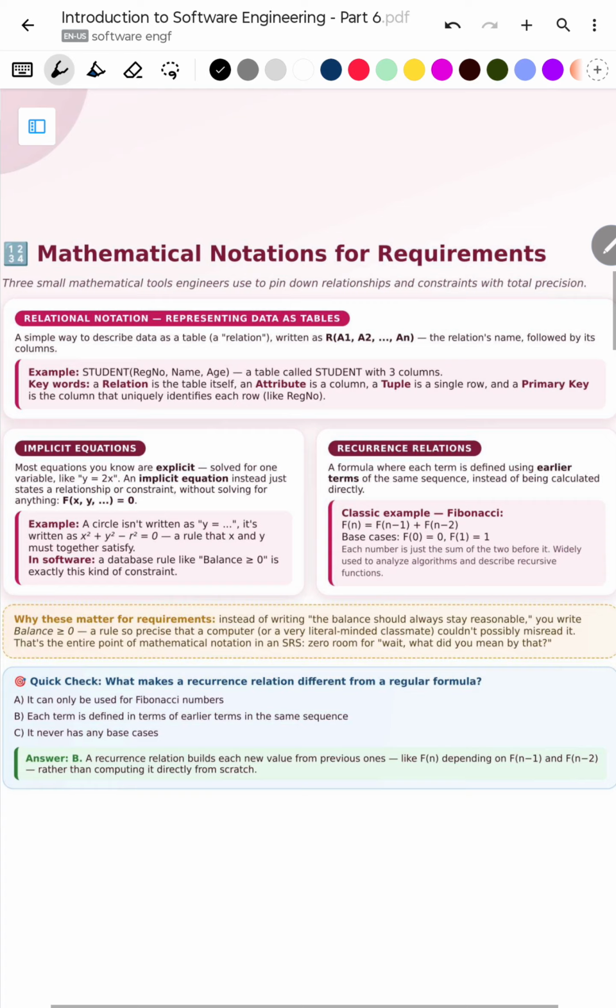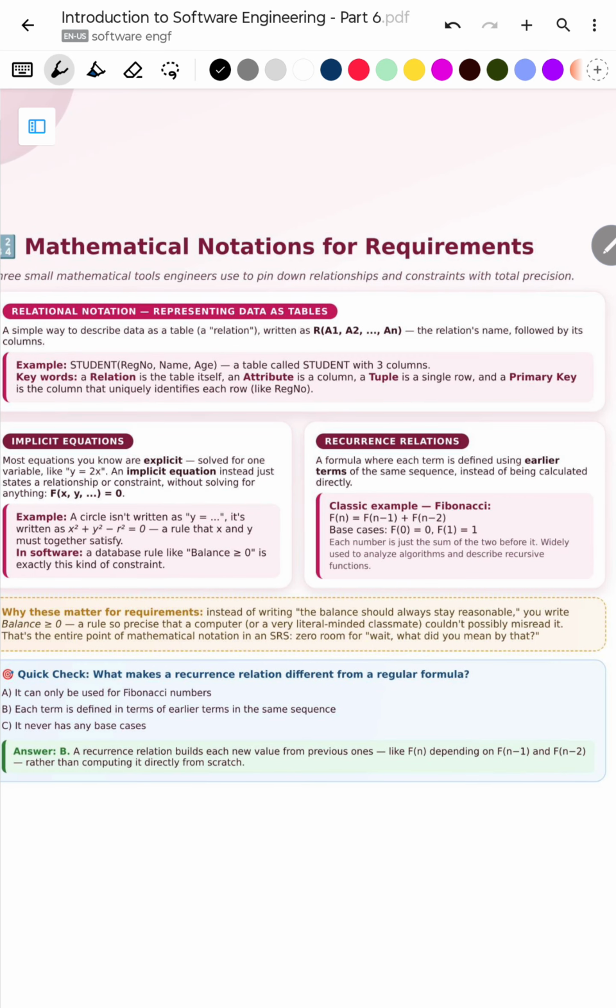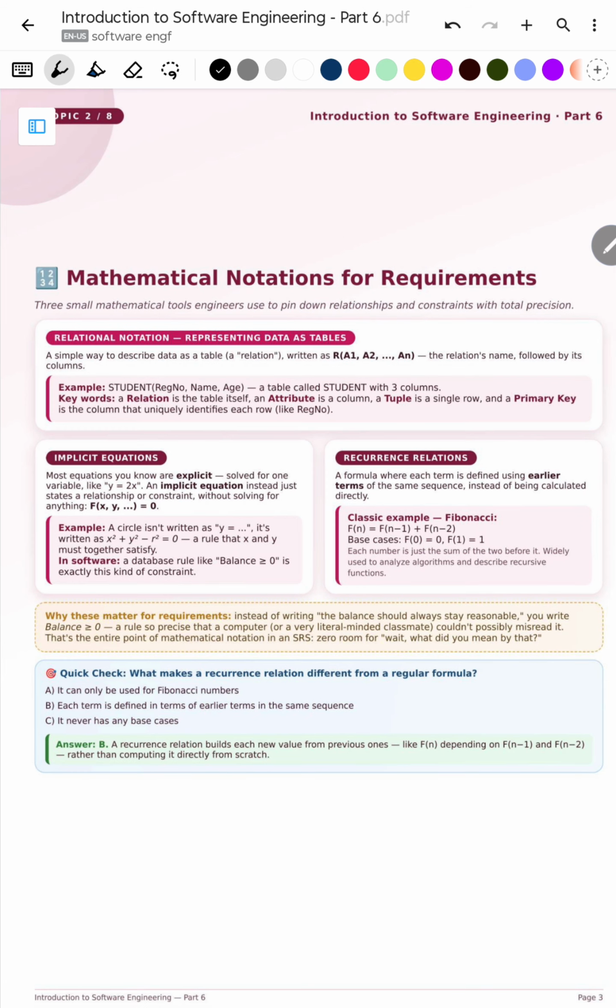Let's come to the next part, which is mathematical notation for requirements. These are three small mathematical tools engineers use to pin down relationships and constraints with total precision. First, relation notation, representing data as tables. A simple way to describe data as a table is written as R, in which you write A1, A2 until AN, followed by its columns. Basically R is the relation's name, followed by its columns. Example: student, registration number, name, age.